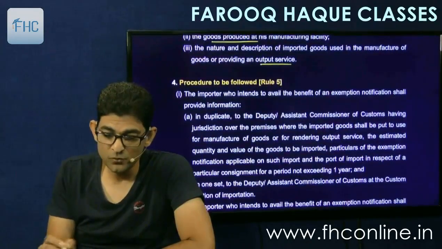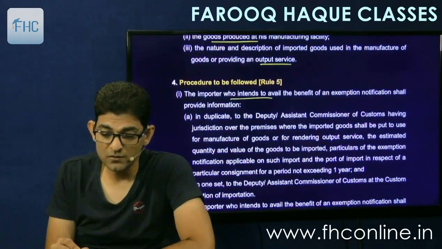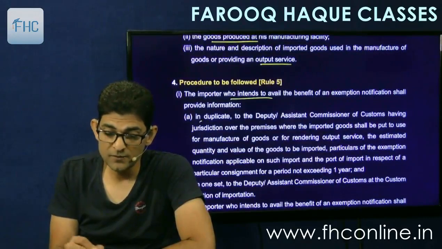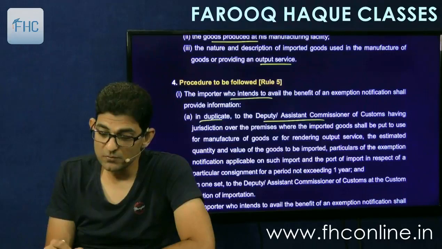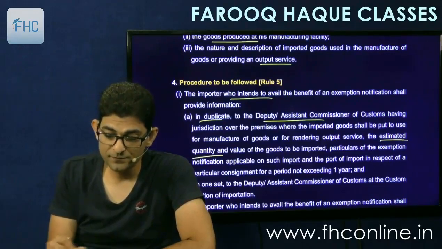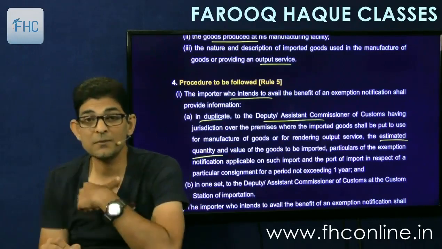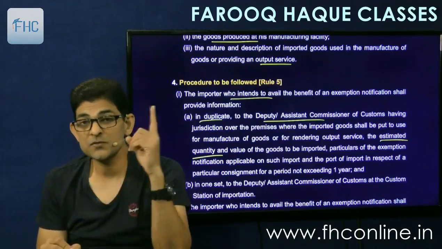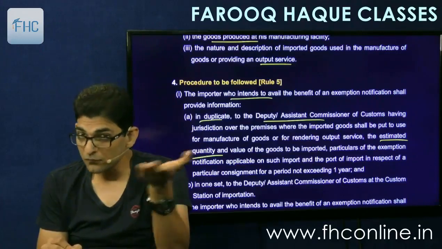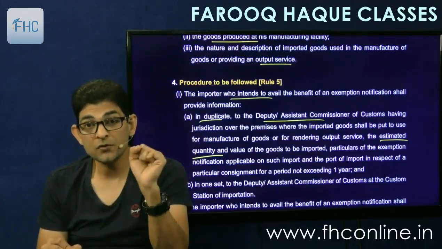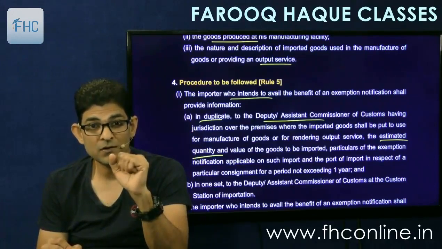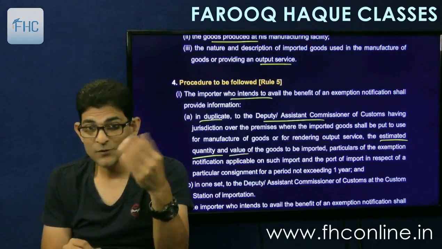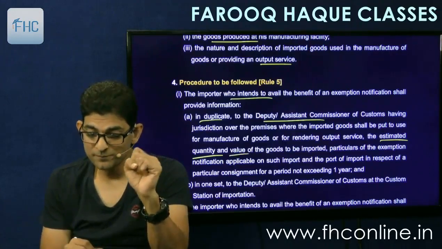Procedure. The importer who intends to avail the benefit shall provide information in duplicate to the AC or DC having jurisdiction over the premises where the imported goods shall be put to use for manufacture of goods or rendering output service, the estimated quantity and value of the goods to be imported. So here I will mention the quantity. So first in rule 4 I mentioned the type of goods that I want to import. Now I will mention the quantity and value. How many tablets? 1 million tablets. What is the value? So on and so forth, 50,000 per unit.